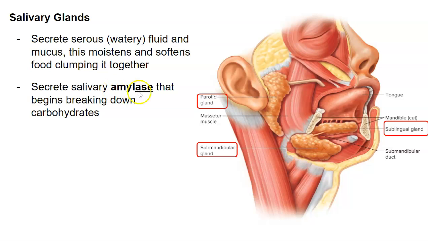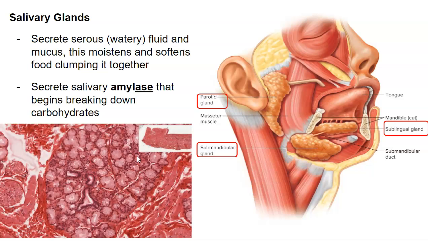And it also secretes salivary amylase. That's what I mentioned on the previous slide, where this begins chemical digestion of carbohydrates. So amylase breaks down carbohydrates. I underlined ACE. Anytime you see a word that ends in ACE, there's a pretty good chance that it's an enzyme. And enzymes break things down. So amylase breaks down carbohydrates into simpler sugars.